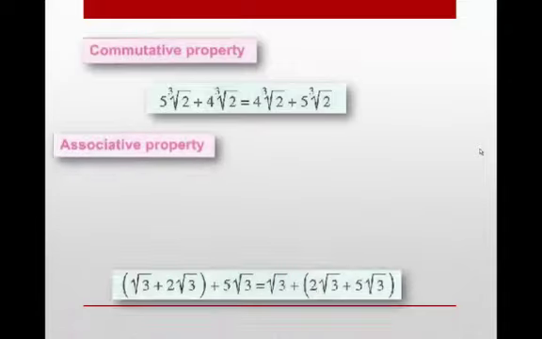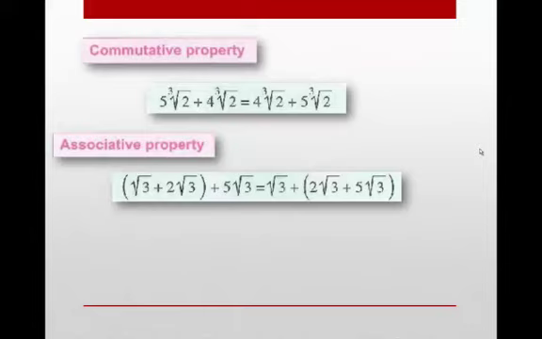Associative property. When we add root 3 plus 2 root 3 plus 5 root 3, we can add any two numbers of these three numbers first, by putting a bracket on the two we need to add first. That's the meaning of the associative property.